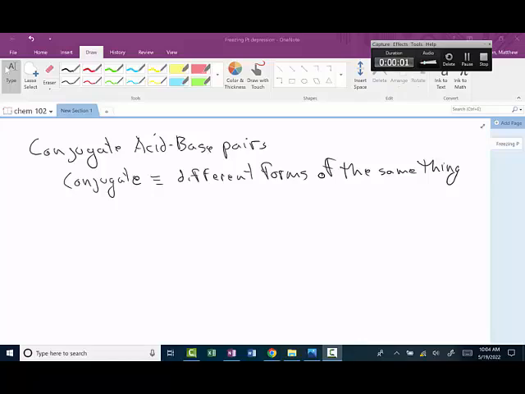This video is on conjugate acid-base pairs. If you look up the word conjugate, it means different forms of the same thing. We can talk about conjugate verbs, for example, say and said, which mean the same thing, it's just the tense, okay? So in a conjugate acid-base pair, we're going to give you a reaction.